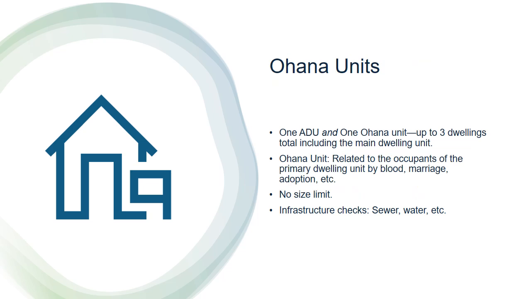Ohana units do not have size limits, but they must be occupied by people related to the occupants of the primary dwelling unit by blood, adoption, guardianship, marriage, or other duly authorized custodial relationship. No short-term rentals are allowed in Ohana units or accessory dwelling units. Also, infrastructure checks are required before permitting to ensure there is sufficient sewer and water.